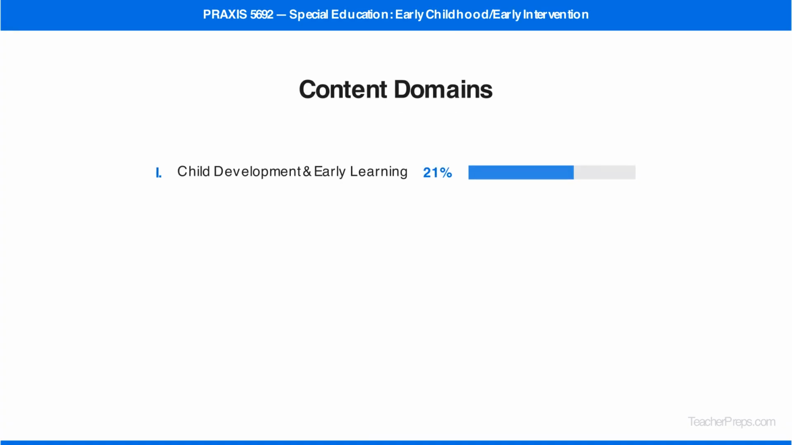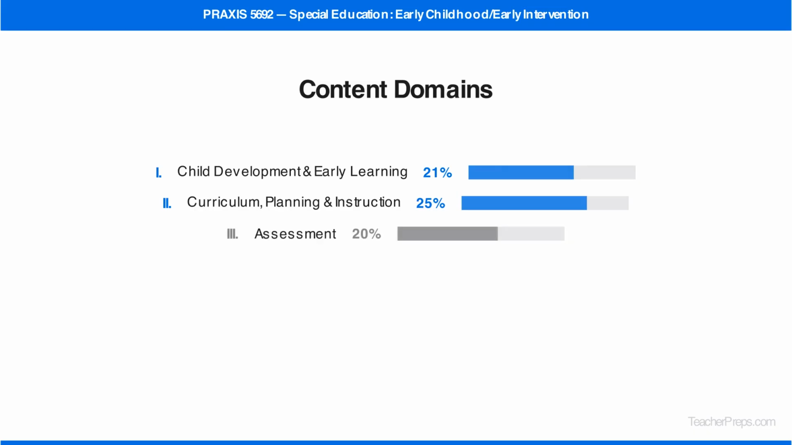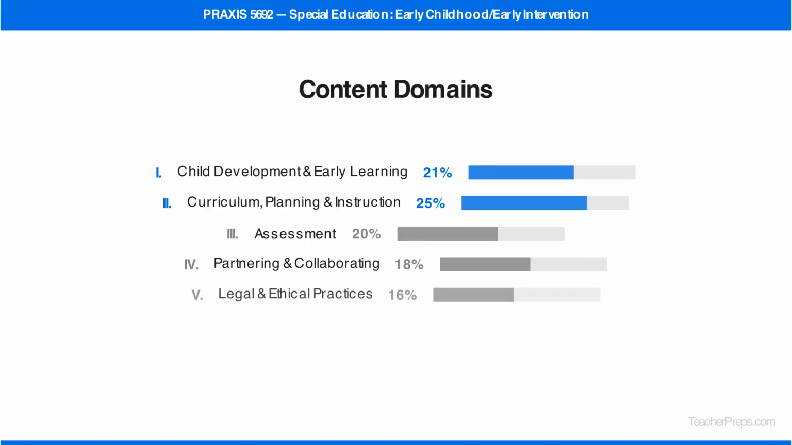The exam covers 5 domains. Domain 1, Child Development and Early Learning, is 21%. Domain 2, Curriculum, Planning, and Instruction, is the largest at 25%. Domain 3, Assessment, is 20%. Domain 4, Partnering and Collaborating, is 18%. And Domain 5, Legal and Ethical Practices, is 16%. In this video, we'll deep dive into Domains 1 and 2, which together make up 46% of your exam.